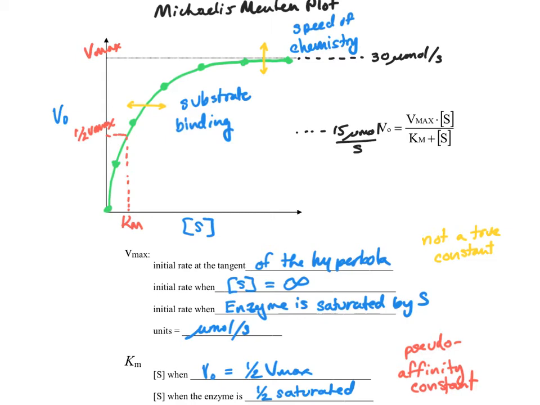Now, pause for a second and think, what could we have done differently, you and I, that would give us different Vmaxes? Can you think of an experimental condition that might have caused that? Pause for a second and think that through.